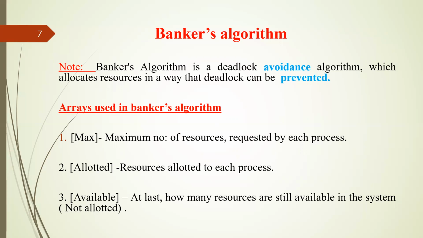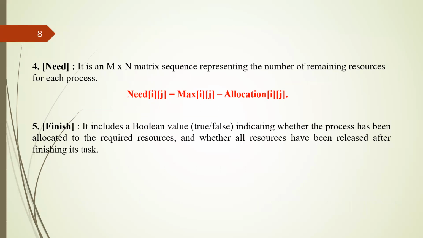The next one is allotted, that is, how many resources are allotted to each process. The next one is available. Available means how many resources are still available in the system, that is, how many resources are not allotted. The need is a two-dimensional m into n matrix representing the number of remaining resources for each process. Then the last array is finish. It includes a Boolean value, true or false, indicating whether the process has been allotted the requested resources or not.